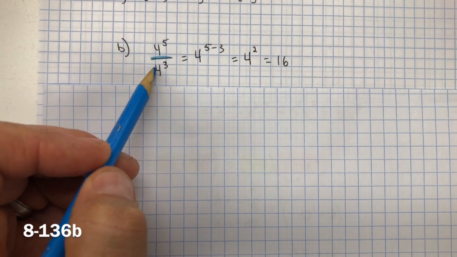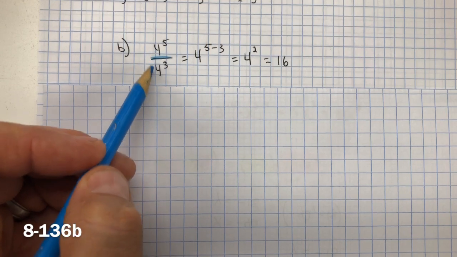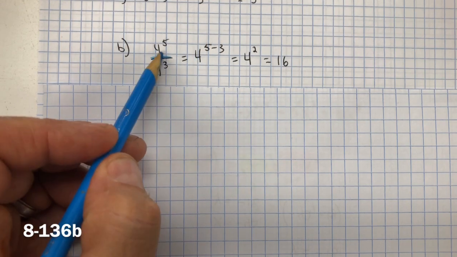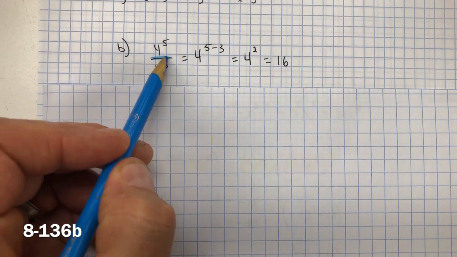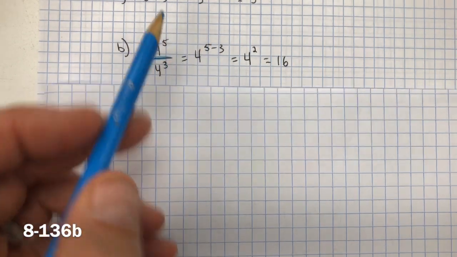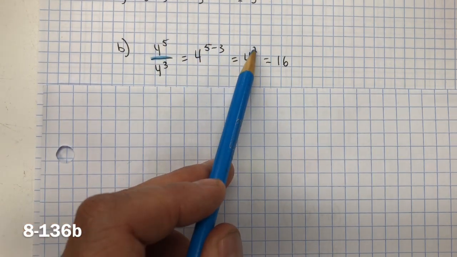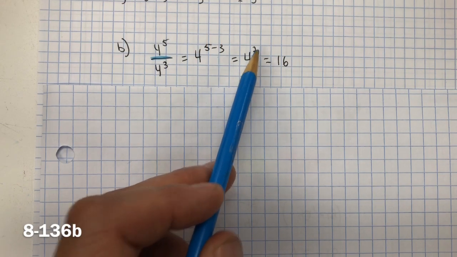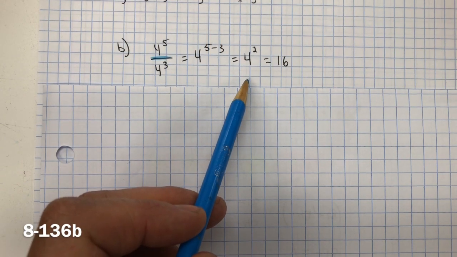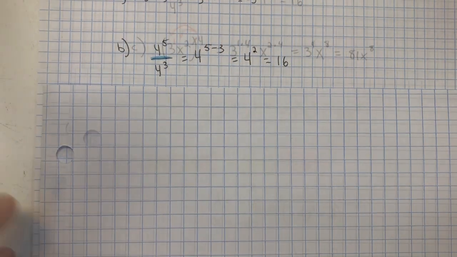I'm going to subtract, and I'm going to use the fraction bar to remind myself that I'm subtracting. You keep the base, and you can only do this when you have like bases. So it's 4 to the fifth, minus a positive 3. 5 minus 3 is 2, and 4 squared is 4 multiplied by 4, which equals 16.